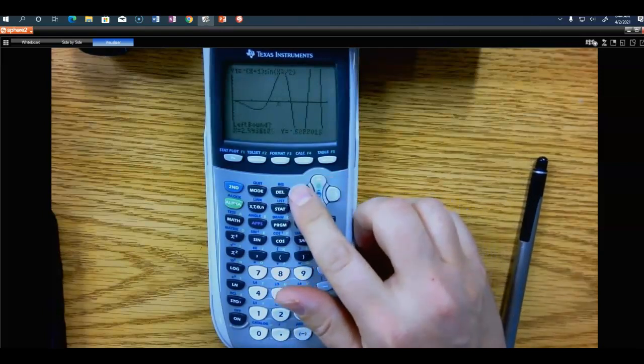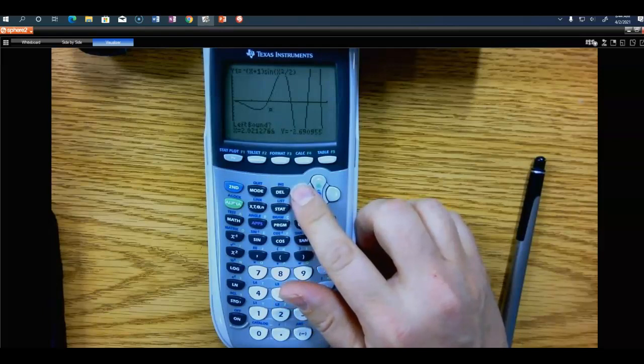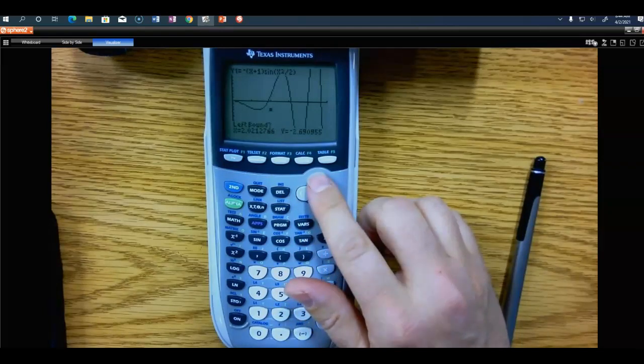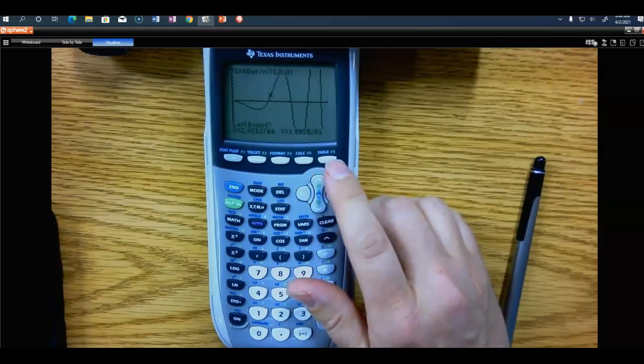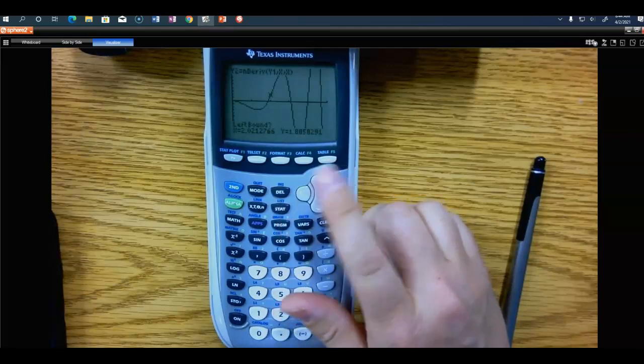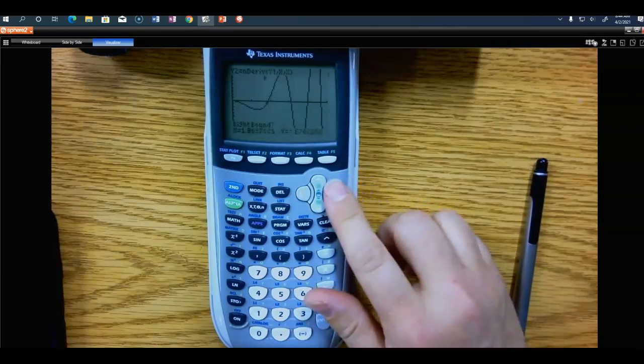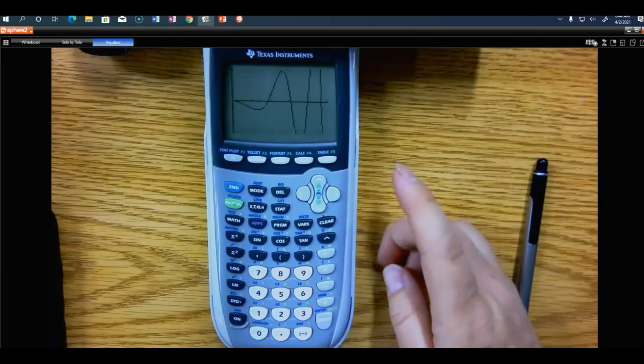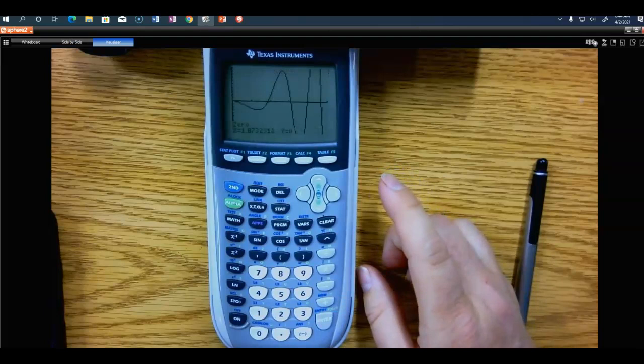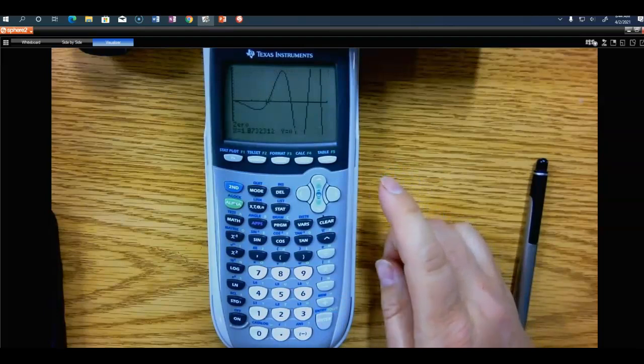And notice how right now, look at my cursor, it's moving along that invisible line that I can't see. Do you guys remember how to switch functions? You push up or down and it will take you to the other function. So now I'm on the acceleration function. All right, so I'm going to go to the left, I'm going to go to the right, I'm going to push enter, and my first point is 1.873.